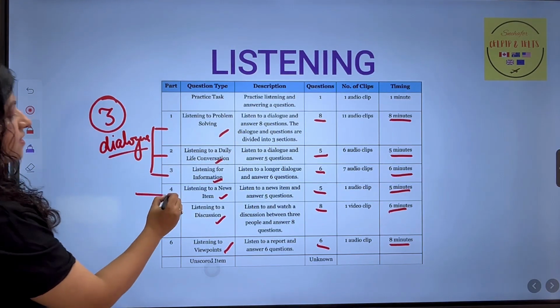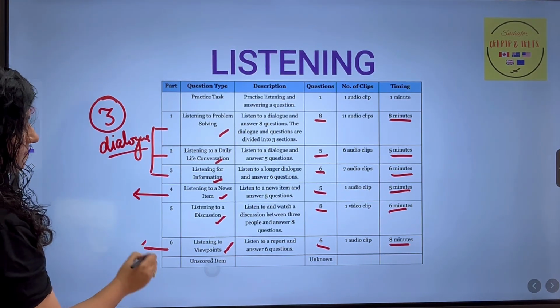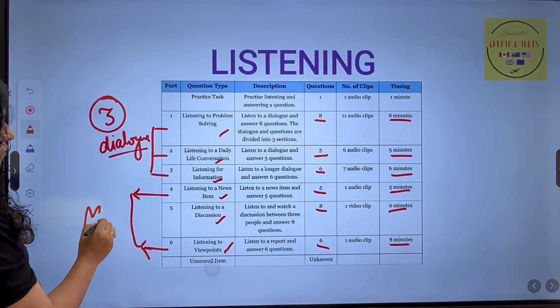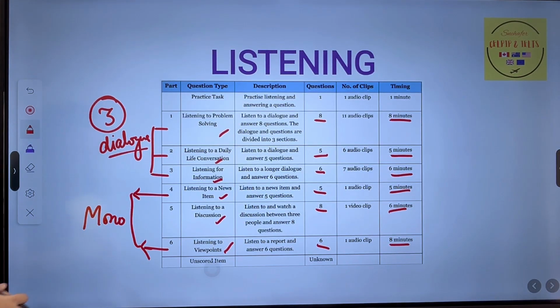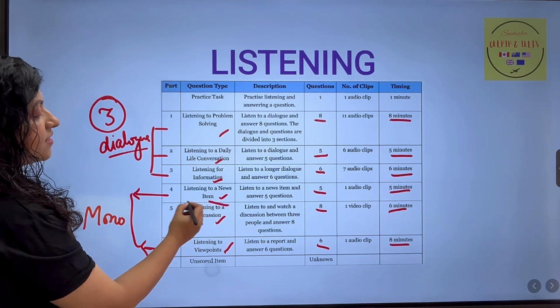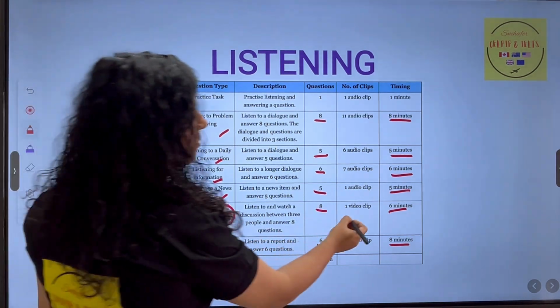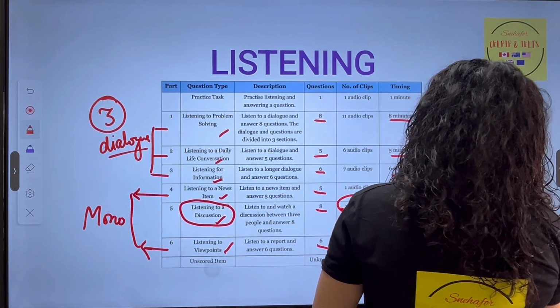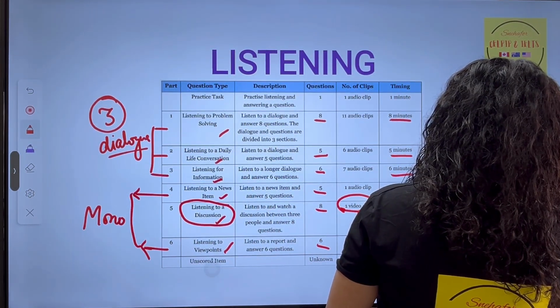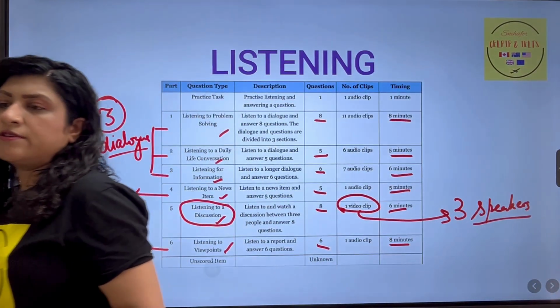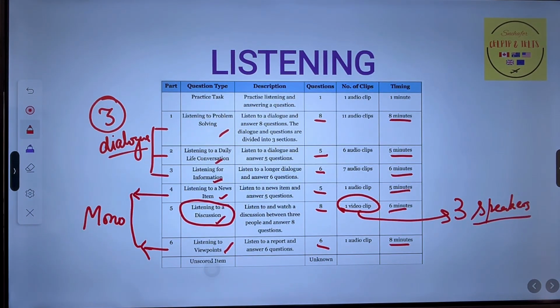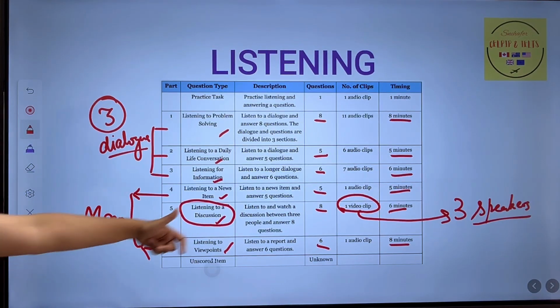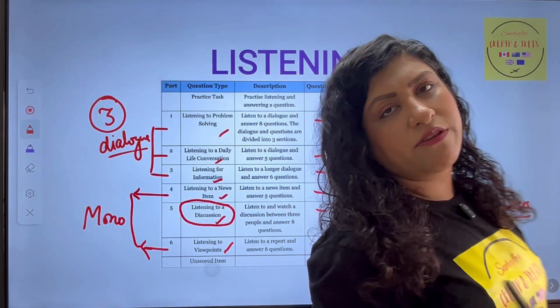Then your listening task 4 and listening task 6, both of them are monologues. Monologue means that there is going to be 1 speaker. And in listening task 5, instead of an audio you have a video clip, and here there will be 3 speakers. So these are some of the details about the listening module. We have 6 tasks in total. The top 3 are dialogues and the 4th and 6th are monologues. The 5th one is a video-based task in which you will have 3 speakers.